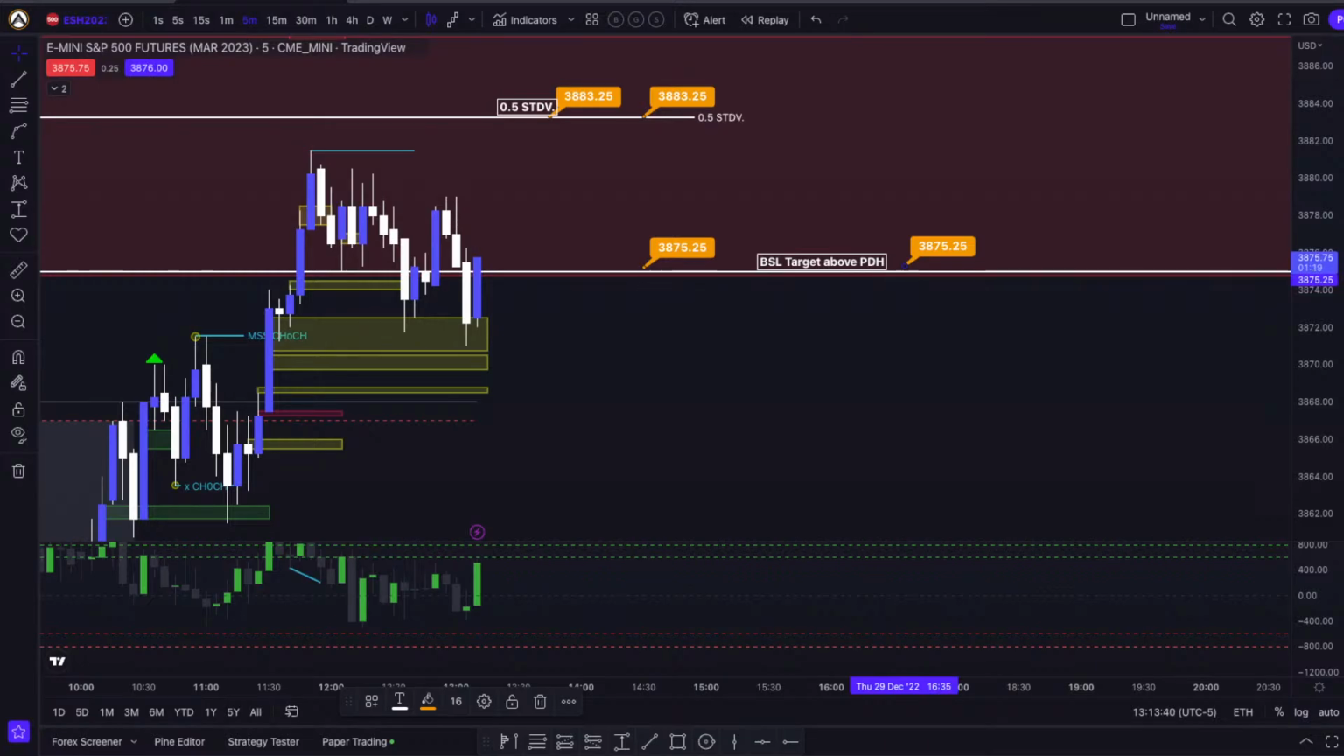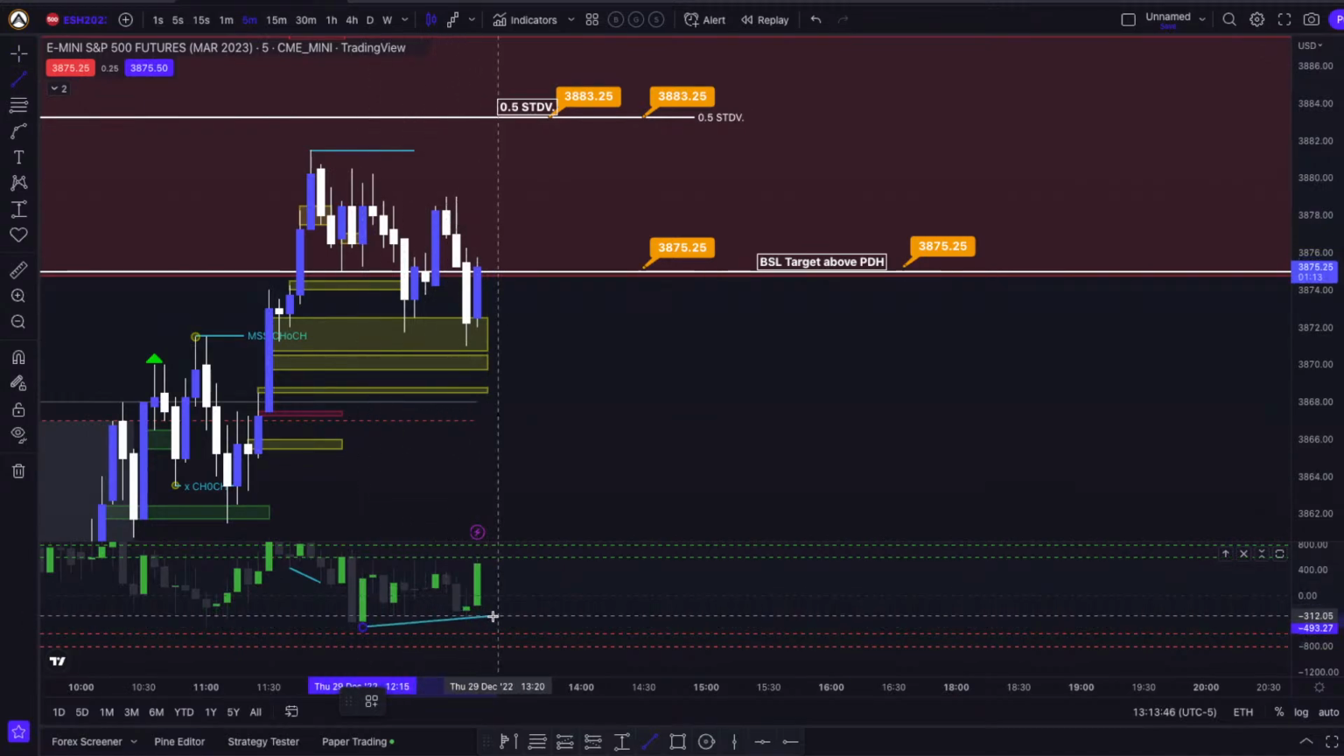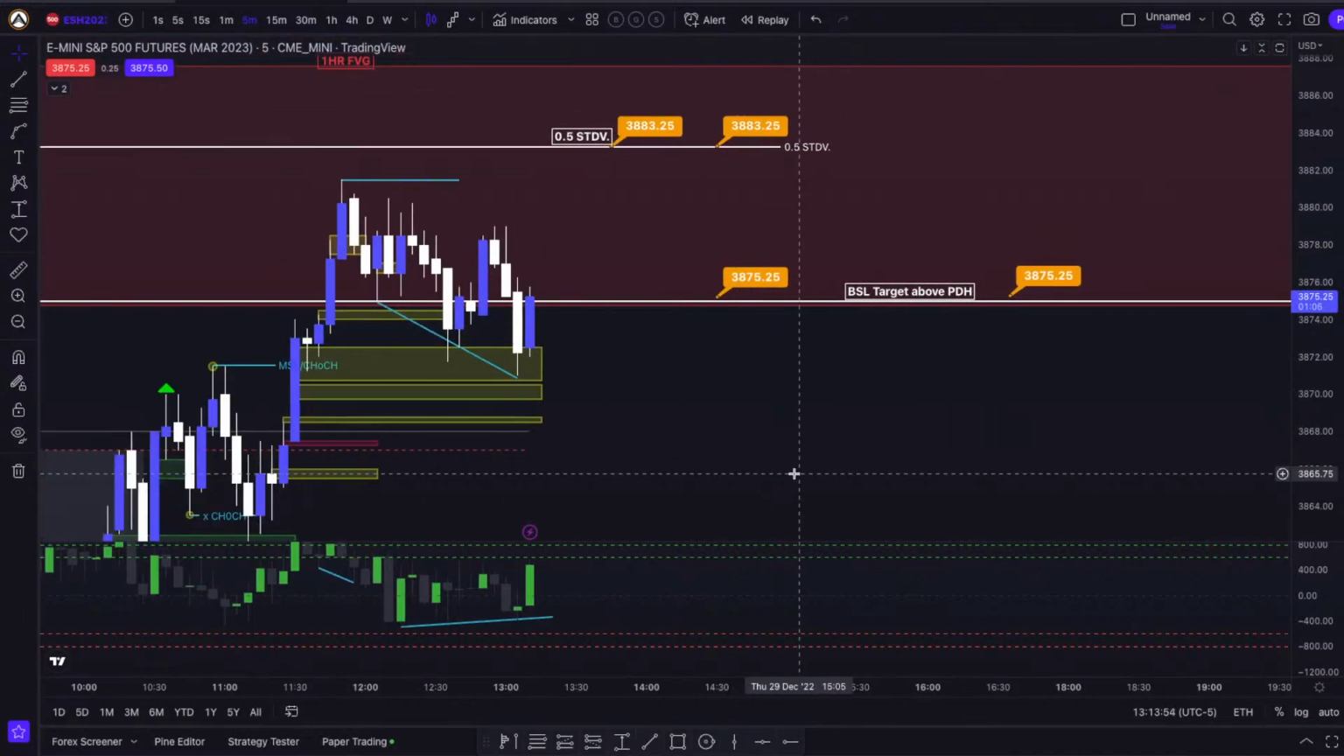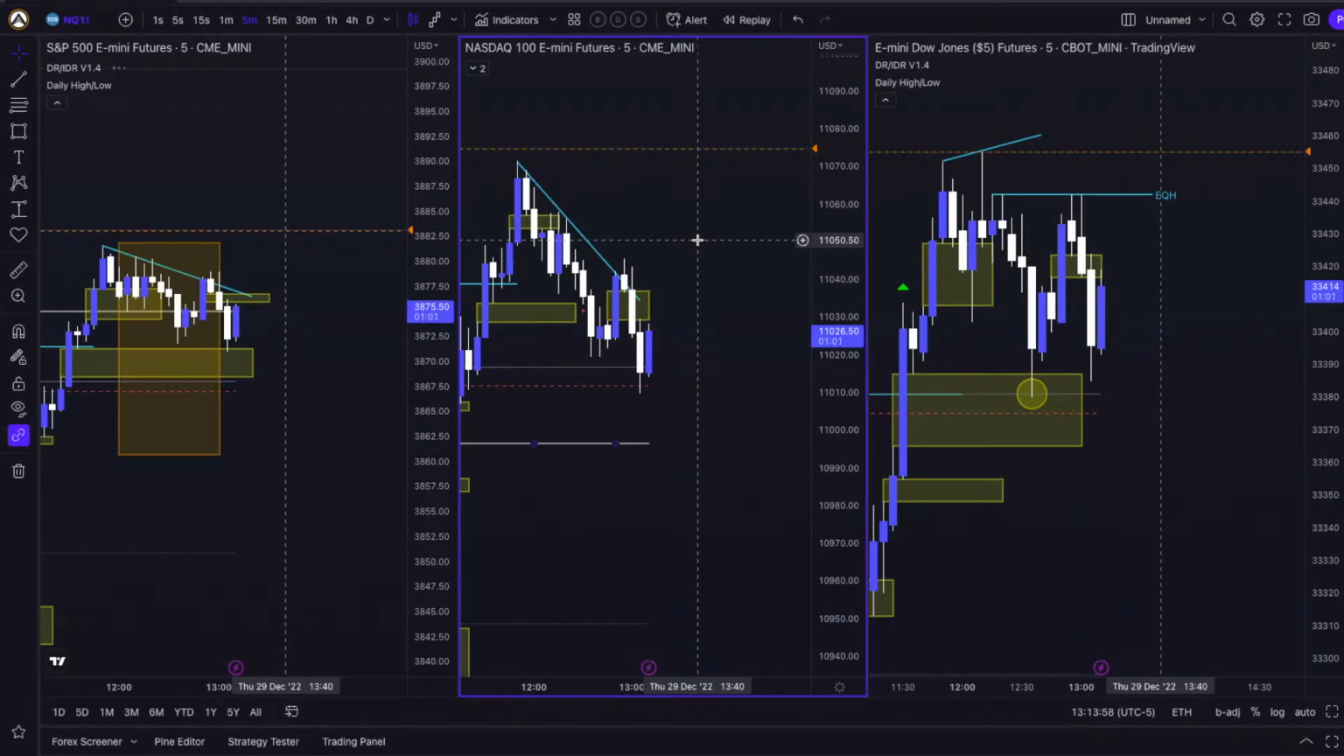Okay, so let's see. We have some sort of bullish divergence here because we formed higher lows here on the tick chart and we formed lower lows on the SP 500. So we could be looking at some sort of bullish divergence, but we would have to confirm with all the other indices.